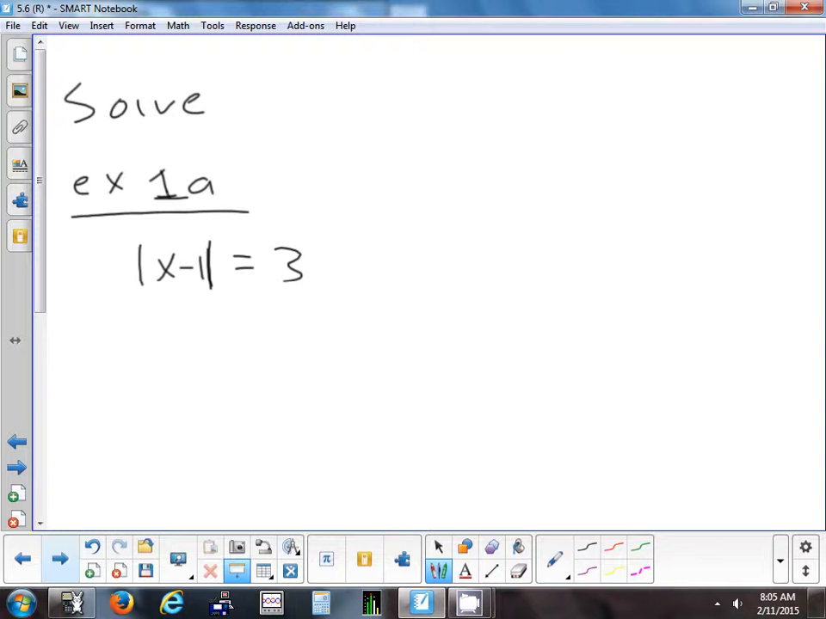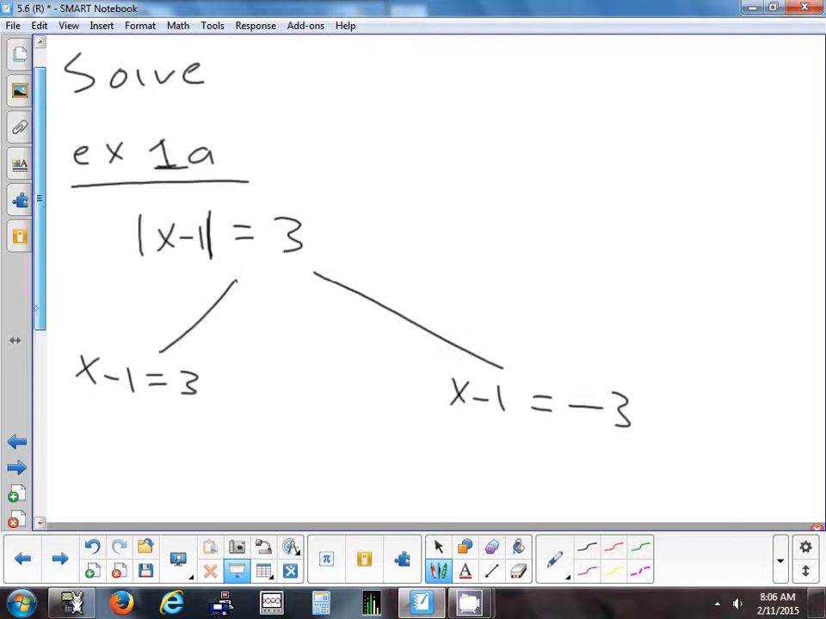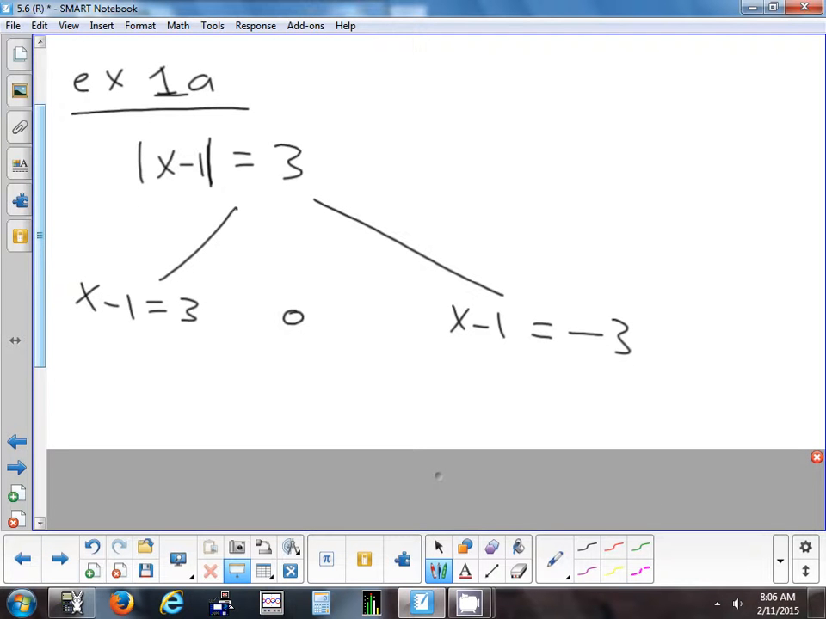Let's look at this one. The first question you want to ask yourself is, is this one ready to be split into two equations? The answer is yes. The absolute value expression is already by itself, so we're going to start by splitting it apart. One equation is the same as the original, just removing the bars. The second equation is the same as the original, except we remove the bars and change the sign of the number on the other side. And don't forget the word you put between them, or.